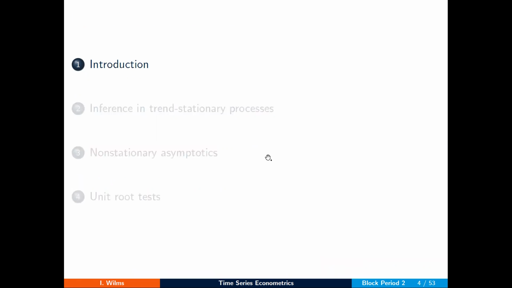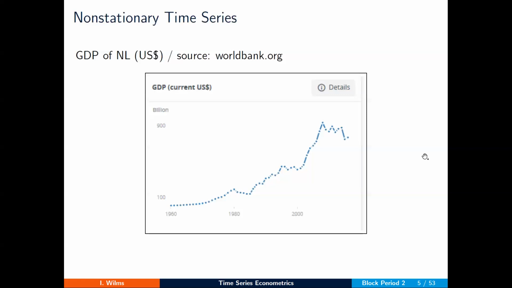Let us start with a very easy example. On this slide, I have included the GDP in the Netherlands. And as you can immediately see from the plot, this time series is clearly not stationary. It is gradually increasing over time, so it has a trend. So the expected value is clearly not constant over time. And that violates, of course, already the first property of weak stationarity.